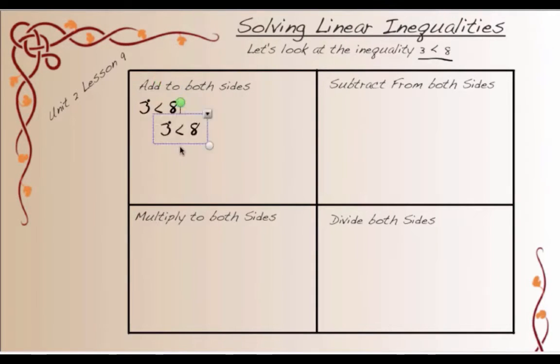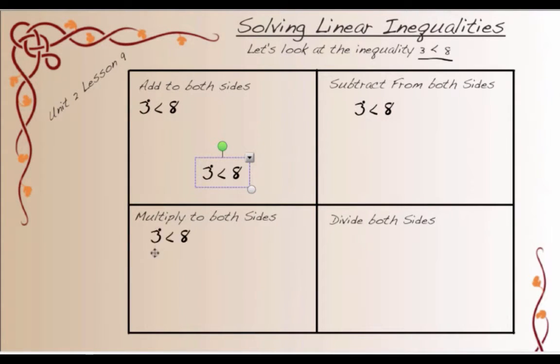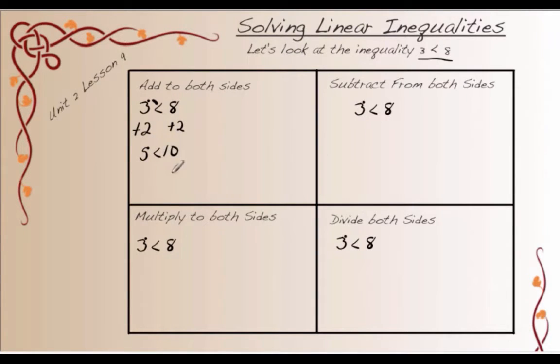So what I'm going to do is I'm going to do 4 things to 3 is less than 8. We're going to add to both sides, we're going to subtract from both sides, we're going to multiply, and we're going to divide. Because when you're solving inequalities or equations, what you do to one side of the problem, you have to do to the other. So for example, let's say we're going to add to both sides. I'm going to add 2. So now I have the inequality 5 is less than 10. Is that still true? Yes, that's still a true statement.